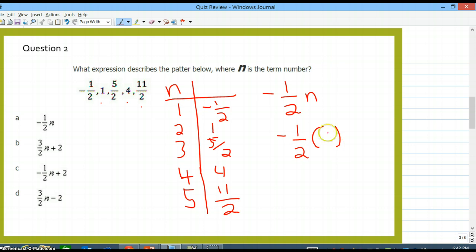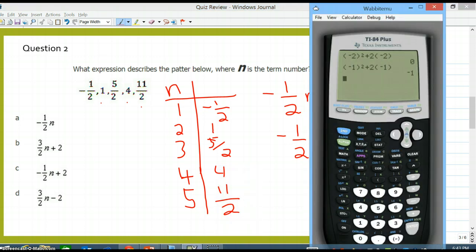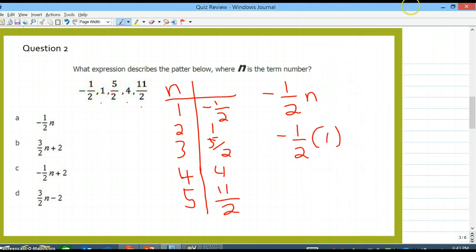If I plug in 1 for n and put that in my calculator, negative 1 divided by 2, open parentheses, 1, enter. I'm going to transform that into a fraction by pressing math and enter twice. That gives me negative a half. So looking at my table, when I plug in 1, I should get negative a half out, so that works. But let's try out another answer choice.